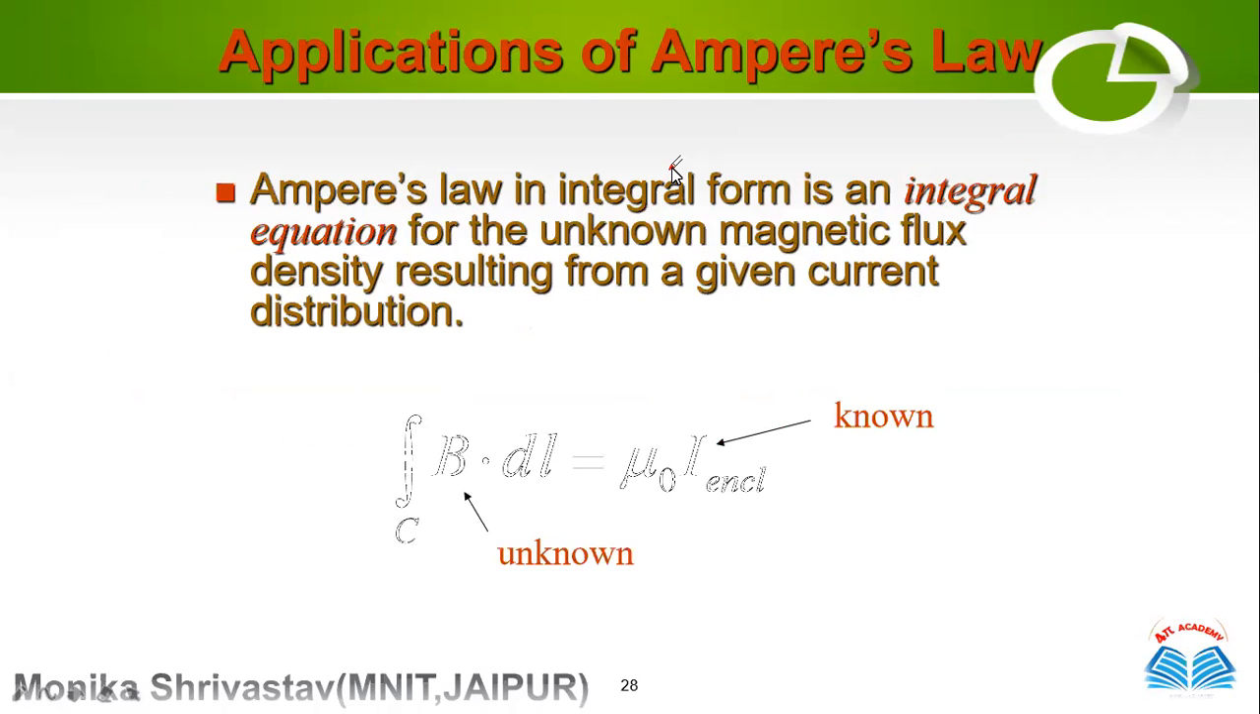Okay, moving ahead, we'll now study the applications of Ampere's law, an important topic, and I'll not tell you in vast detail, just briefly we'll see some applications. So, Ampere's law in integral form is an integral equation for unknown magnetic flux. Like if we don't know the magnetic flux or magnetic field B, then we can calculate it using this circuital law. If current is given, then we can find out B. If B is given, then we can find out the current and so on.